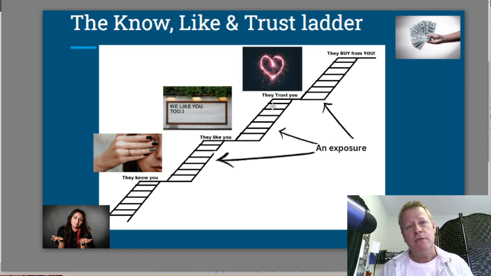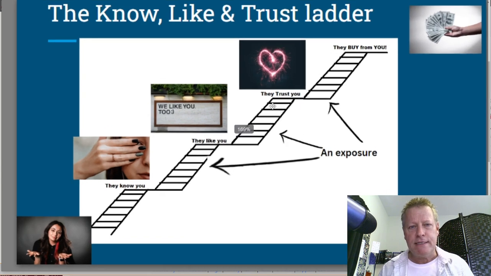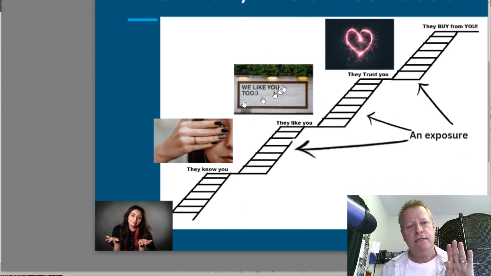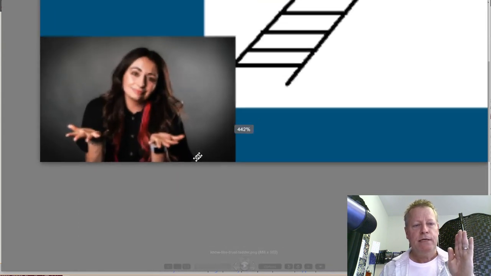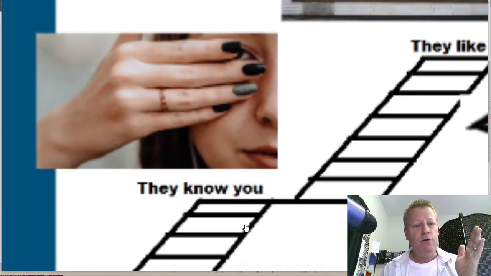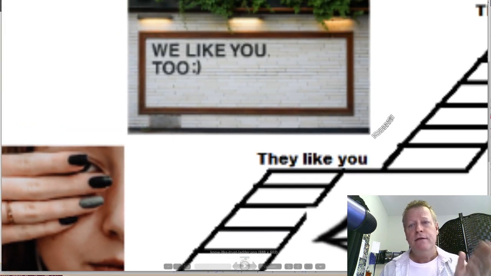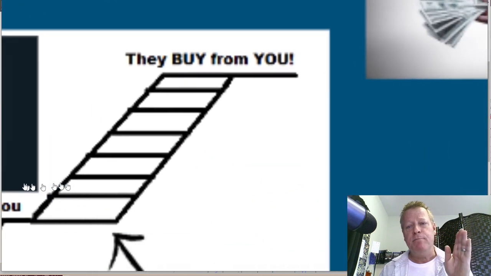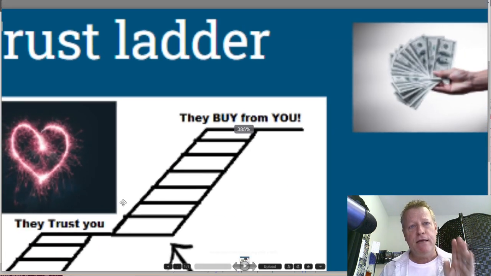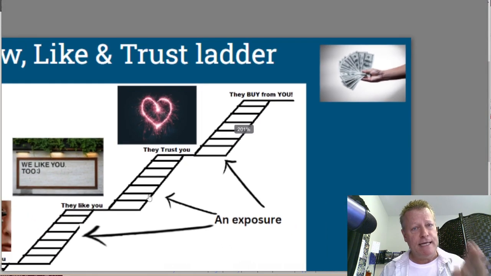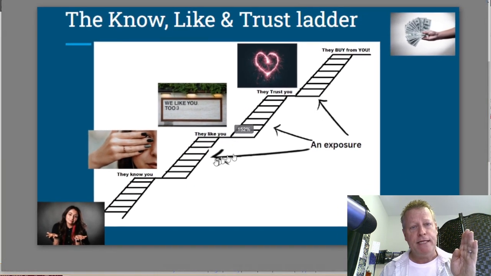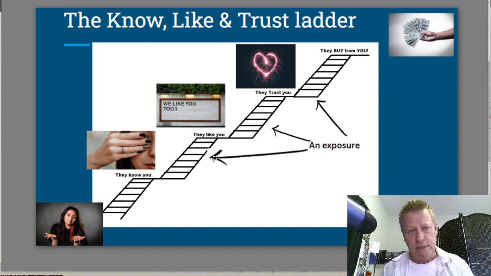So that grows their know, like, trust, because of their exposures to you. And eventually they're going to go check your profile to see what you've got, right? That's the basics of attraction marketing, the know, like, trust ladder. Like I said, you go from they have no clue who you are, then they know who you are, then they like you, then they trust you, and then finally they buy from you, because they've gone up that ladder. Your job is to get them to go up that ladder, and that's by creating content and exposing them to that content, right?